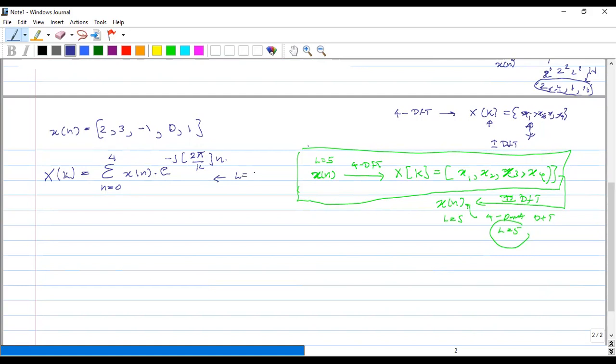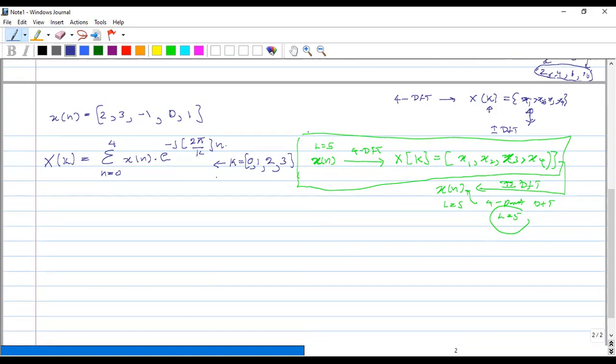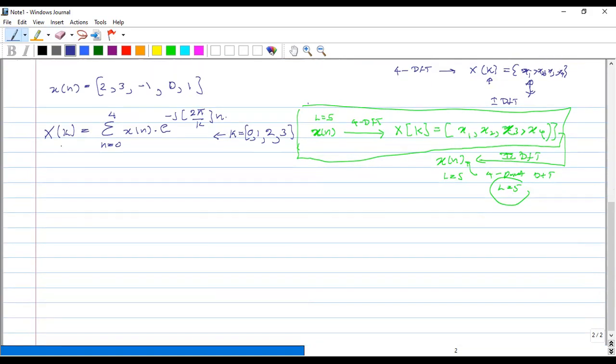So this k should be 0, 1, 2, 3, because we are going to perform a 4-point DFT. So our k should be 0, 1, 2, 3. This is our k value. Now I think it is very easy to find the X[k] value, the frequency domain sequence, that is, the frequency domain samples. So we are getting the samples in the frequency domain. That is the purpose of the DFT.